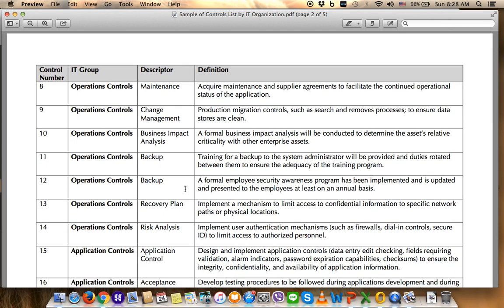The next is backup training. Training for backup will be provided to the system administrators, who will rotate between them to ensure the adequacy of the training program. The next is a formal employee security awareness program, which has been implemented, is up to date, and is presented to employees at least on an annual basis.